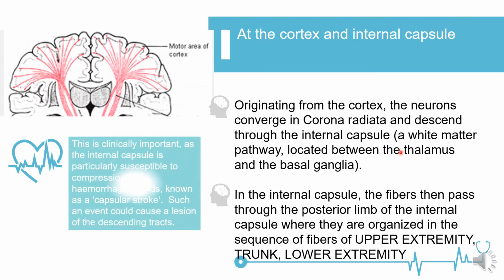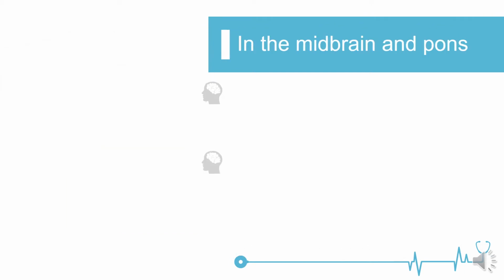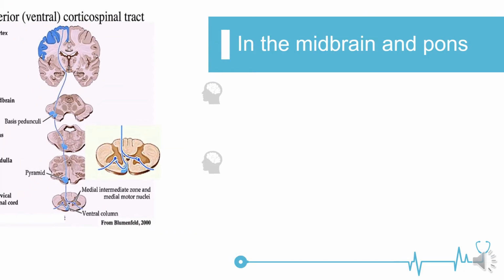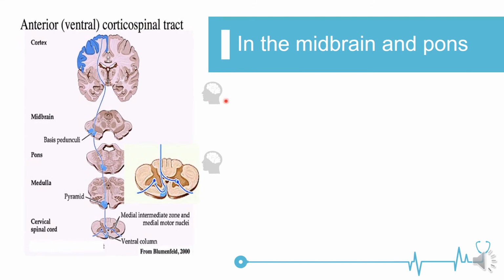So here, especially at the internal capsule, we have a clinical significance, which is known as a capsular stroke. This event could cause a lesion of the descending tract. So next, we're going to look into the midbrain and pons.